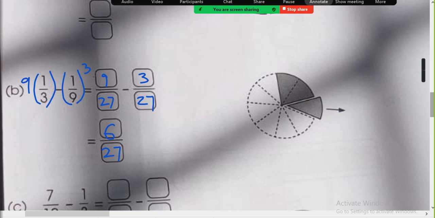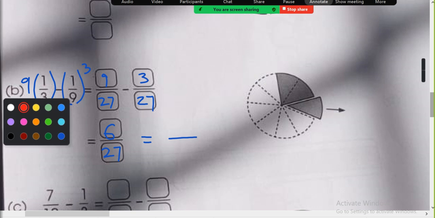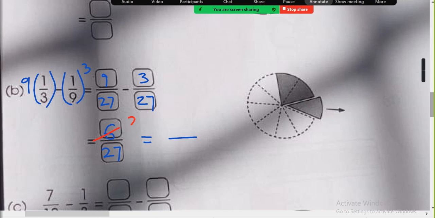Okay, are both of these numbers divisible by a table? Yes, they both are divisible by the table of 3. So after cancellation, 3 2 times is 6 and 3 9 times is 27. You will be left with 2 by 9. Just like as I told you, 2 by 9. 2 pieces you will be left with out of 9.